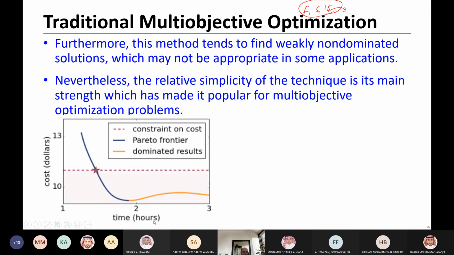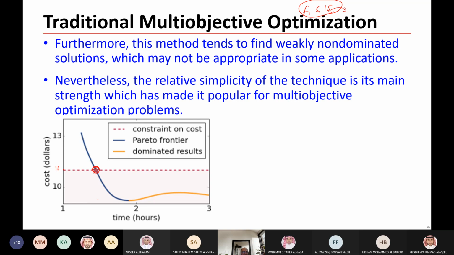So if you have such a case, you have cost and time. You need to minimize both cost and time. This is the Pareto front. So this is what we need to find out. If you set the cost as a constraint, so this is our constraint, this is the cost. The cost should be, for example, less than 12 or 11. So in this case, you will find this solution.